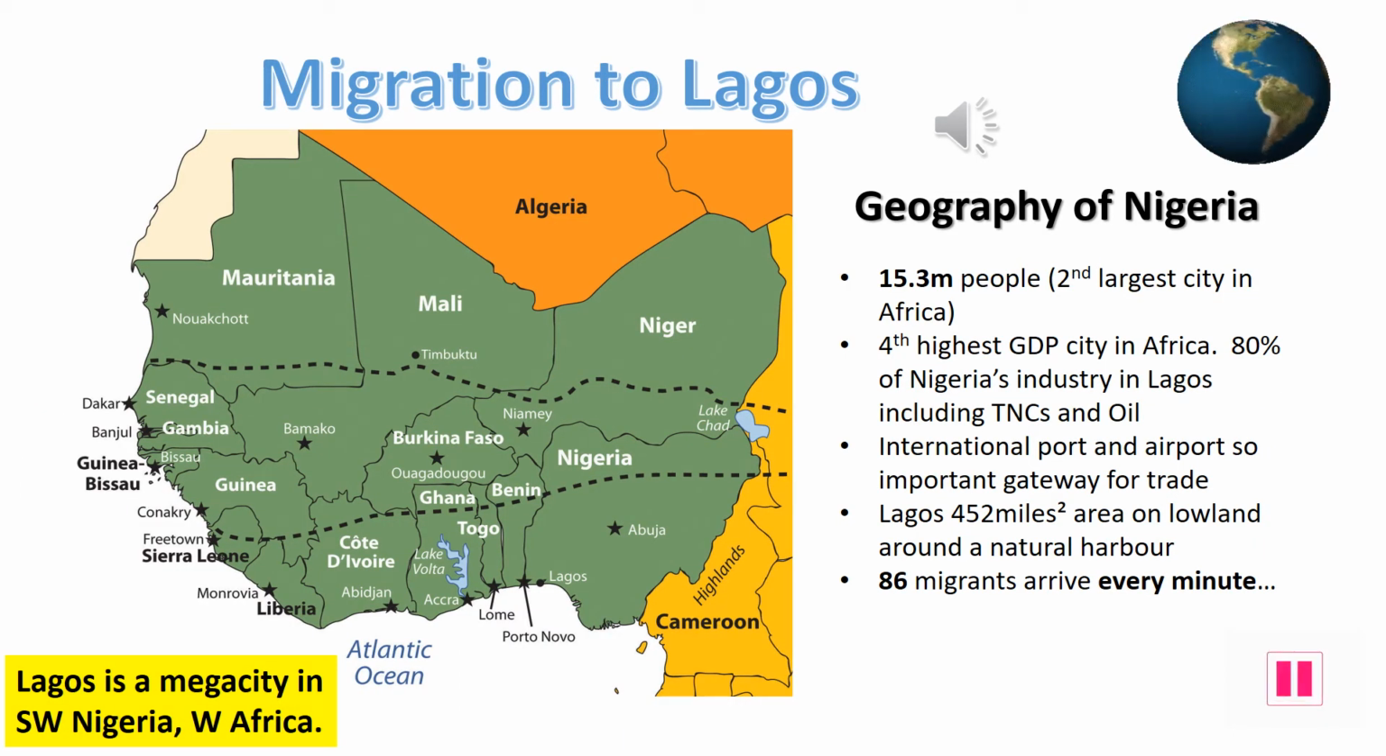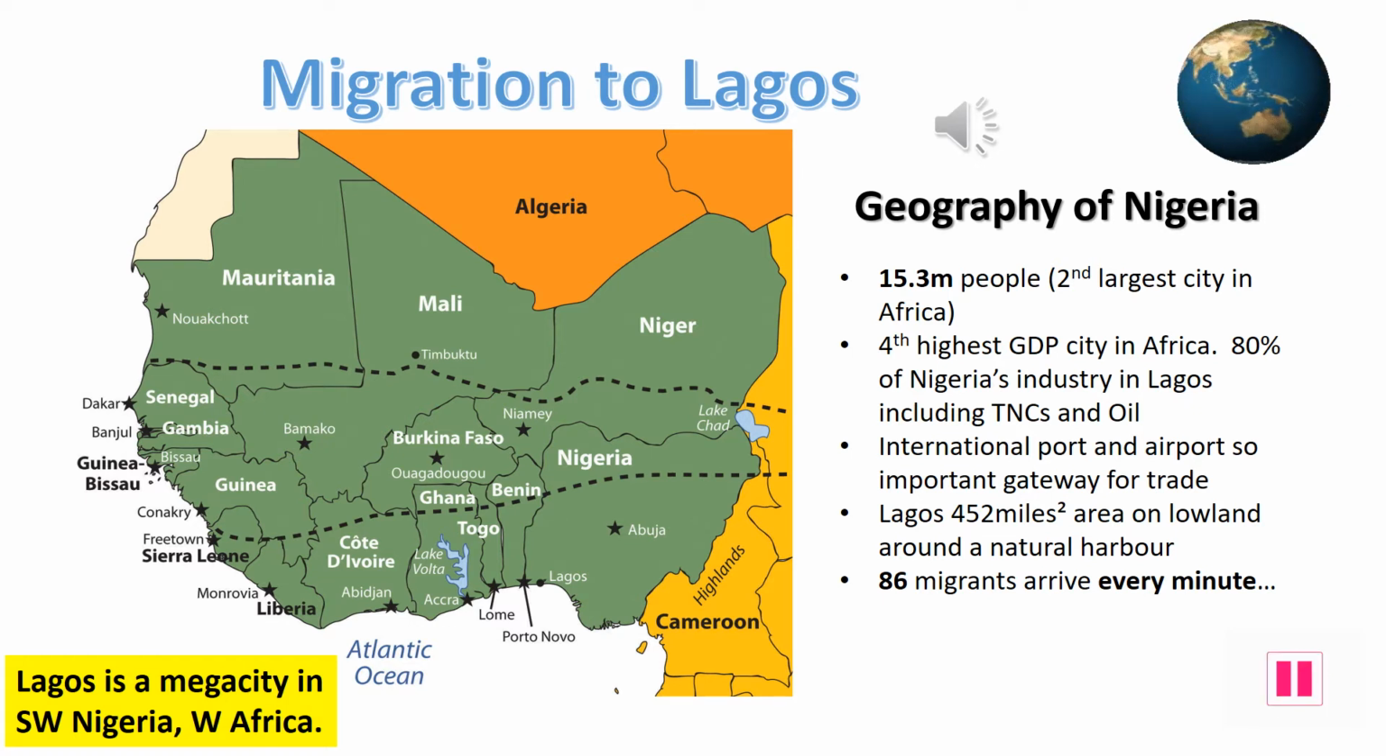The geography of Nigeria has played a big part in its growth. Lagos is a megacity of over 15 million inhabitants, located on the Atlantic coast in southwest Nigeria, West Africa. It grew here because it has a natural harbour, with a lagoon, meaning that it's an ideal place from which ships can trade.